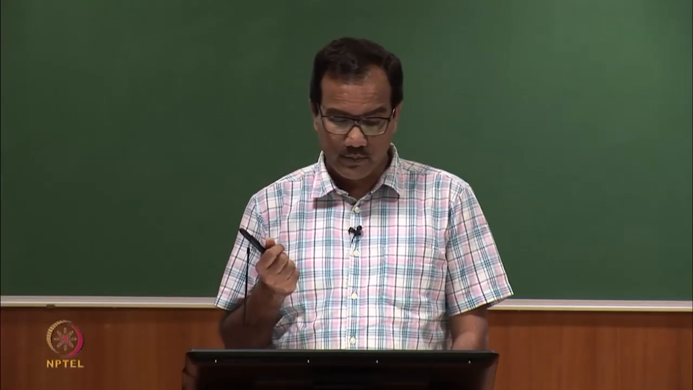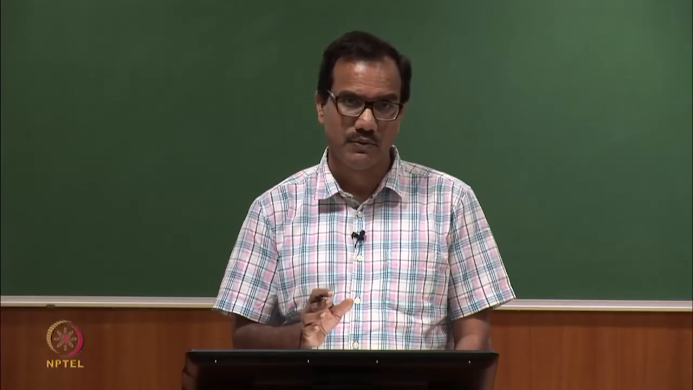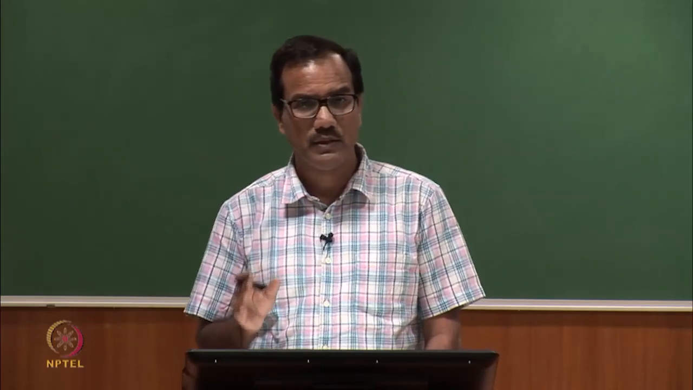There are some proteins for which thermodynamic parameters have been reported. Our lab has already reported them for certain proteins: trypsin, chymotrypsin, lysozyme, and cytochrome C. The thermodynamic parameters have been obtained for trypsin at pH 3, for chymotrypsin at pH 4, for lysozyme at pH 5 and 0.5 molar KI, and for cytochrome C at pH 4. The thermodynamic parameters here are obtained using fluorescence spectroscopy.